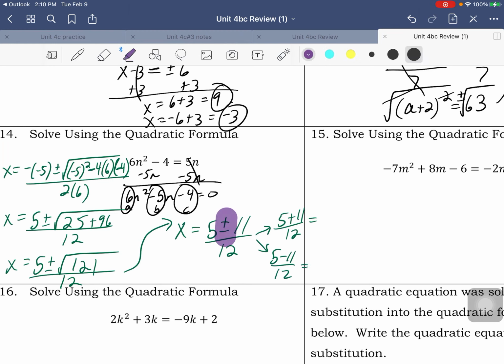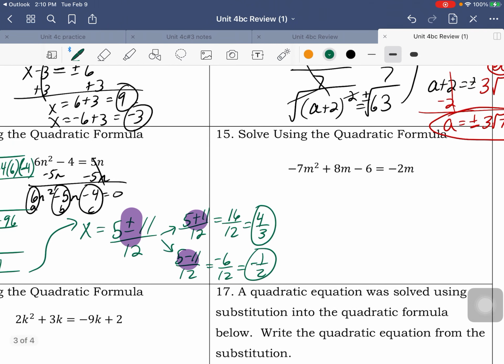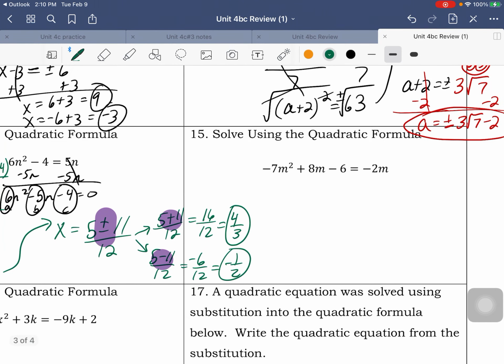And all I did was look at the plus minus. 5 plus 11 is 16 divided by 12. That reduces down, dividing numerator and denominator by 4. You have 4/3. And then we have negative 6 over 12, which reduces down to negative 1/2. So there are your 2 answers, both fractions.